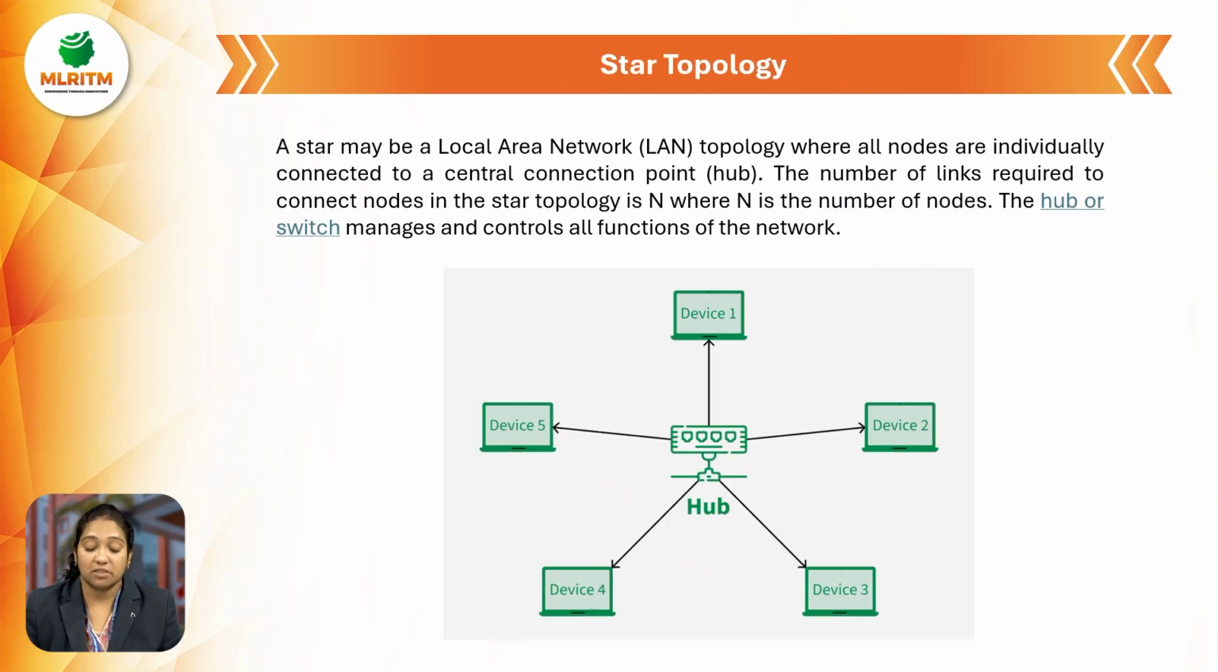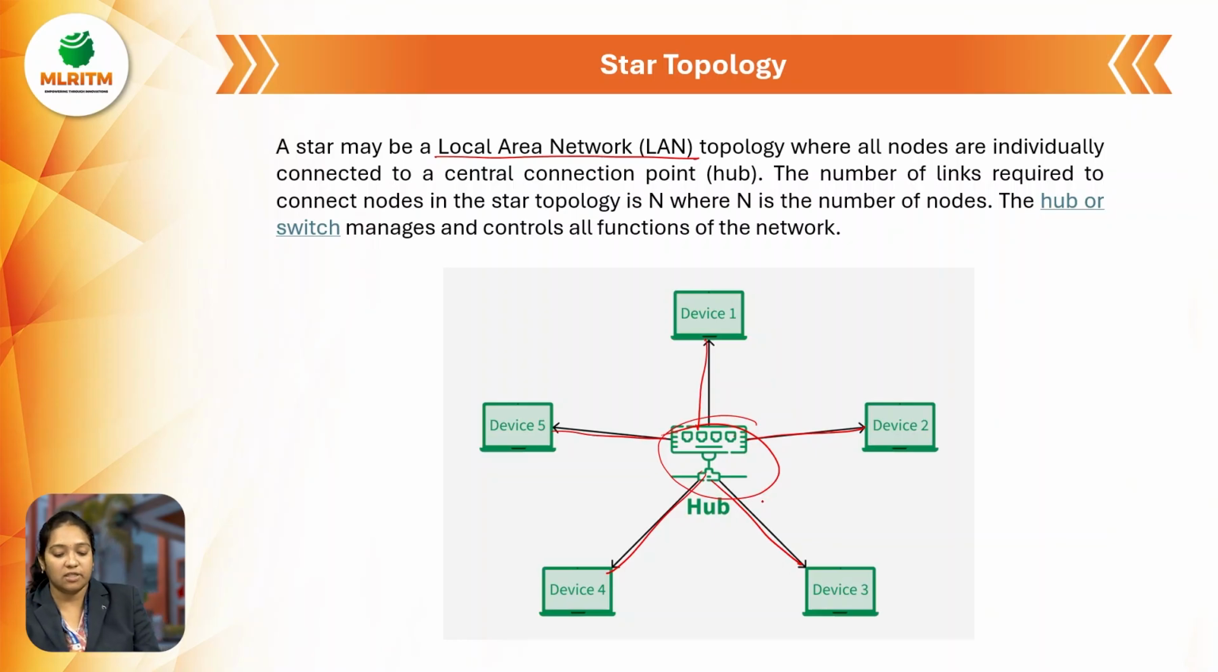Next topology was star topology. A star may be a local area network topology where all nodes are individually connected to a central connection point, the hub. This is a star topology.